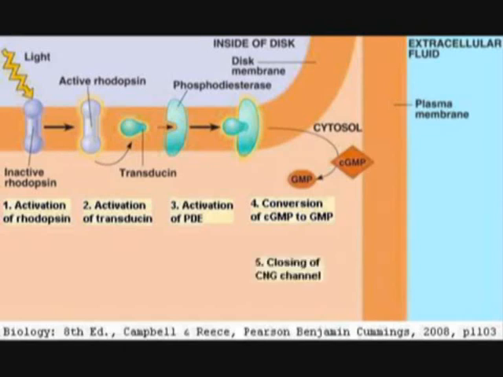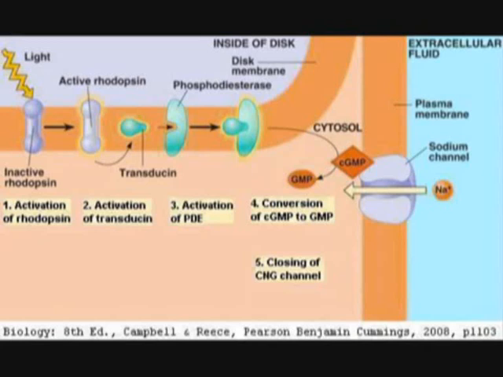The fifth step is closing of the CNG channel. Rod cells have in their plasma membrane sodium channels, which allow sodium ions, Na+, to flow in. Because of the constant flow of sodium ions into the rod cell, the membrane potential, basically the electric charge across the membrane, is higher than that in resting neurons. Remember, the sodium ions are positively charged. This results in the constant release of the neurotransmitter glutamate from the synaptic terminals of the rod cell.